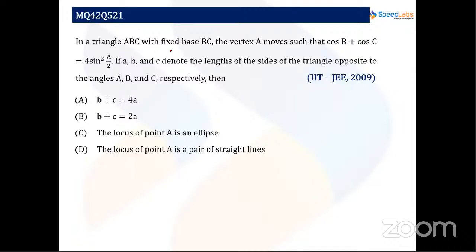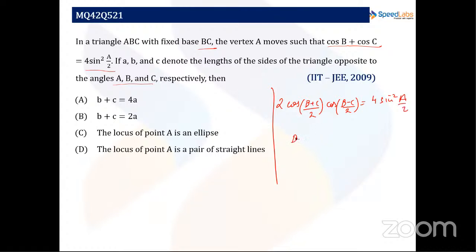In a triangle ABC with the fixed base BC, the vertex A moves such that cos A plus cos C is equal to 4 times sine square A by 2. If a, b, c denote the lengths of the sides of the triangle opposite to the angles A, B and C respectively, then see, we are having cos B plus cos C, so it will be 2 cos (B plus C) by 2 into cos (B minus C) by 2. It will equal 4 sine square A by 2.